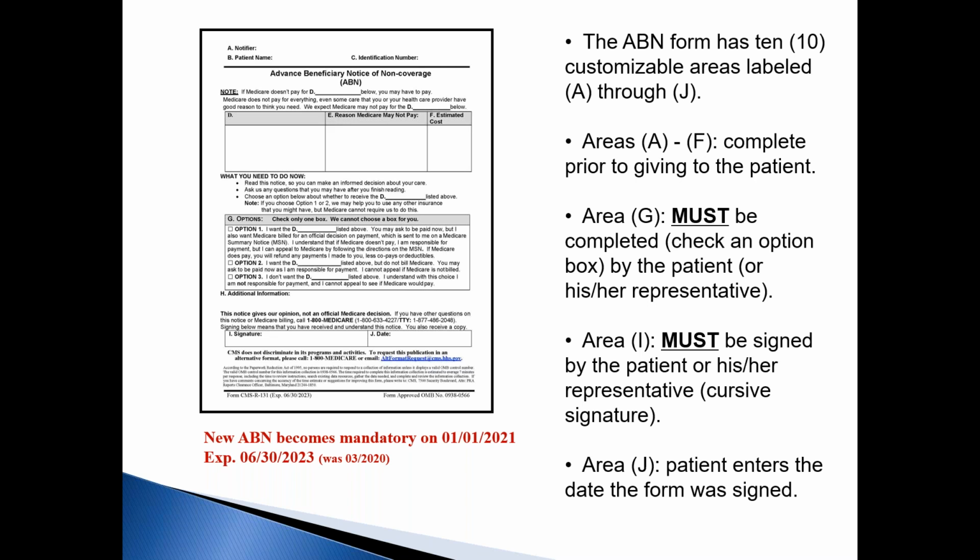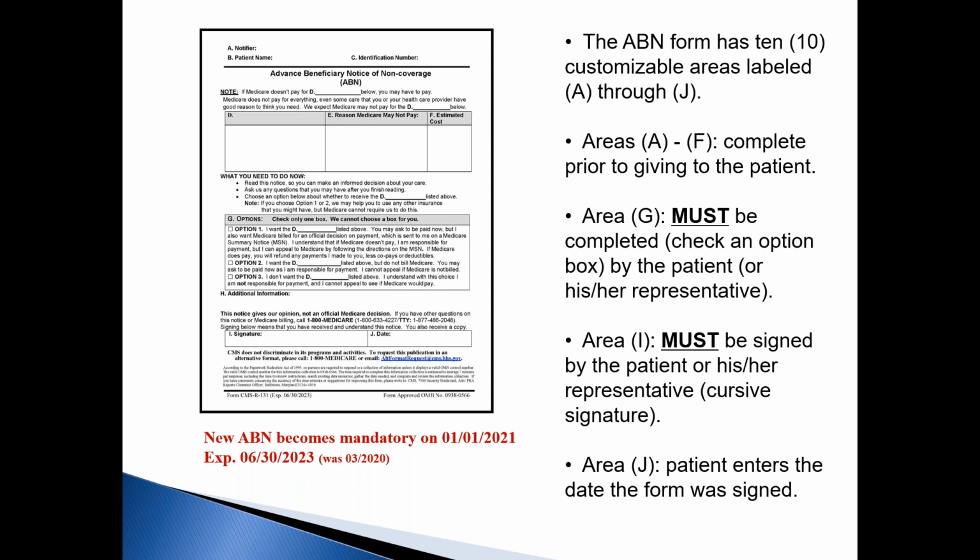Now, just a quick review here. If you have been using the Medicare ABN form properly, then just use the new one. The only thing that will change is the expiration date in the bottom left corner. The expiration date now says expires June 30th of 2023. It used to say 3/2020. So the new ABN form becomes mandatory on January 1st of 2021. Originally, it was August 31st of this year, but that got updated. It's January 1st of 2021 is when the new form becomes mandatory.